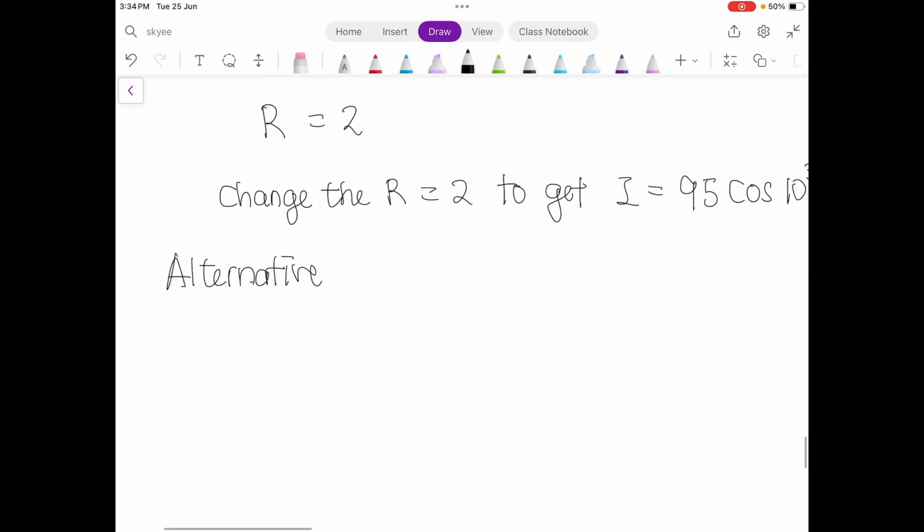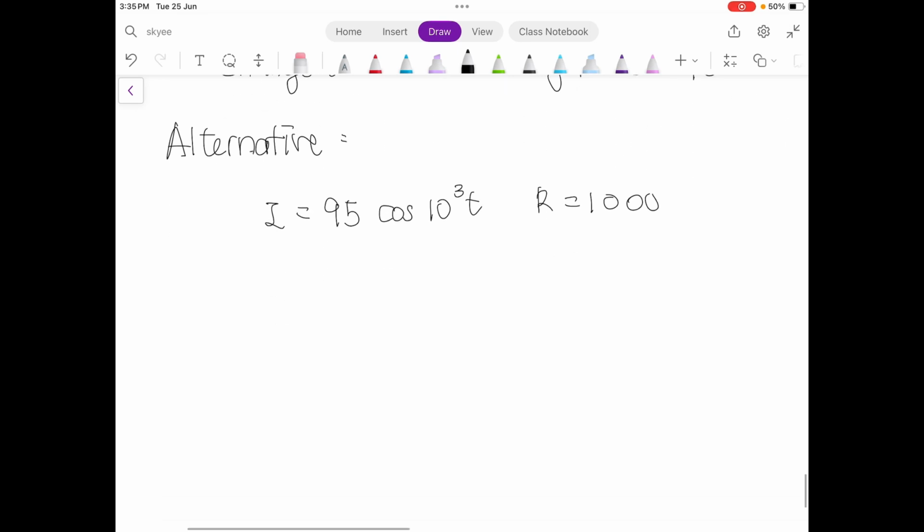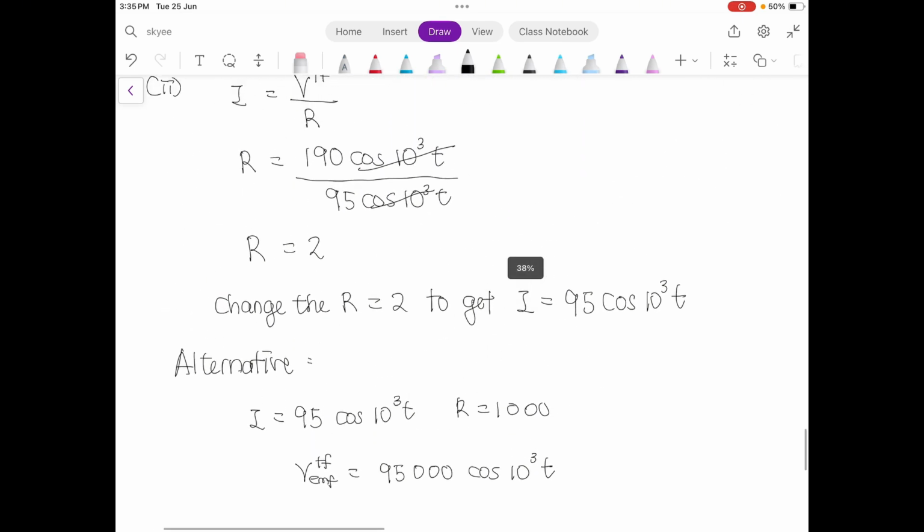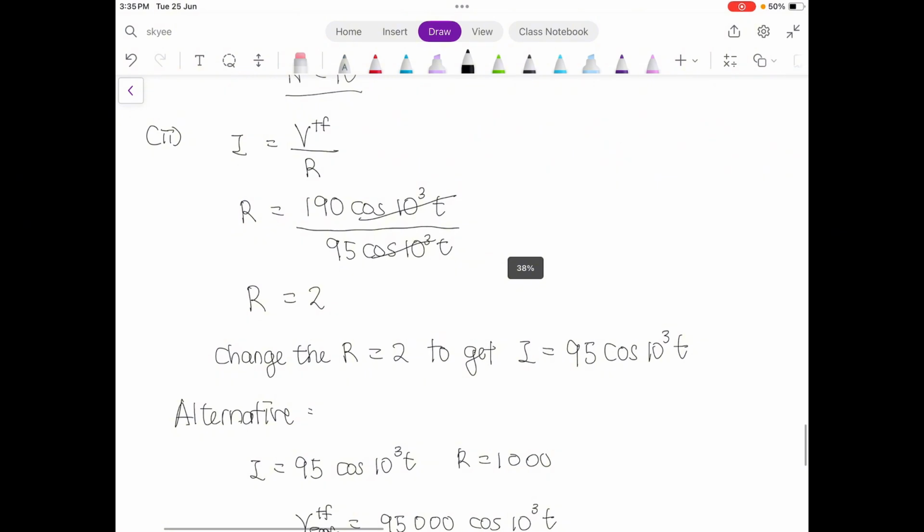this is alternative. If I want to make my I equal to 95 cos 10 power 3t, and I want to maintain my R equals 1000, what you can do is you have to generate a different level of the transformer EMF. V equals IR, so you will have 95000 cos 10 power 3t. So you are going to generate this.